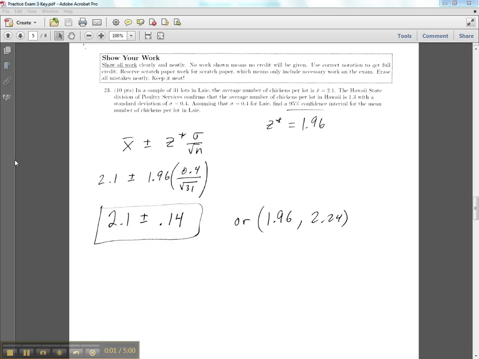Number 23 for the practice exam, it says in a sample of 31 lots in Lot EA, the average number of chickens per lot is 2.1. The Hawaii State Division of Poultry Services confirms that the average number of chickens per lot in Hawaii is 1.3, with a standard deviation of sigma equals 0.4. Assuming that sigma is equal to 0.4 for Lot EA, find a 95% confidence interval for the mean number of chickens per lot in Lot EA.